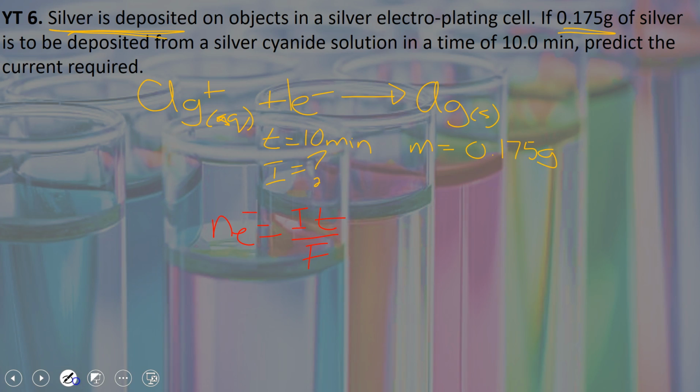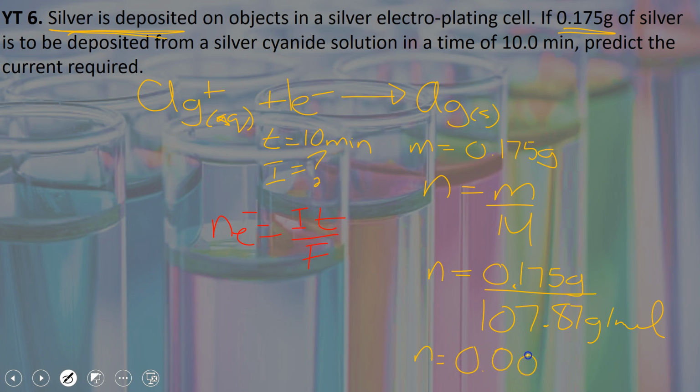So that means I can go figure out the moles of silver. So n equals the mass over the molar mass. I need to figure out how many moles of silver are in 0.175 grams. The molar mass, well, there's just one silver solid, so 107.87 grams per mole is the molar mass of silver. So I would divide those two, and the number of moles is 0.00162 moles.